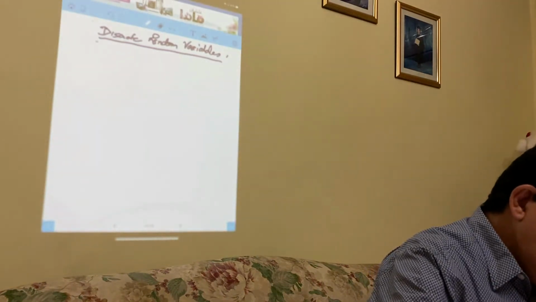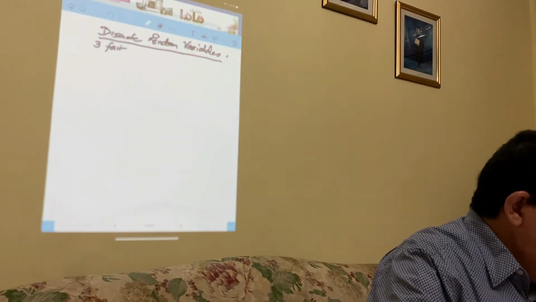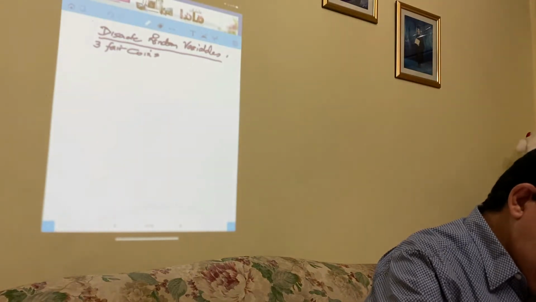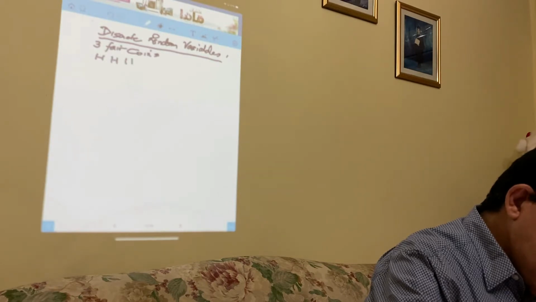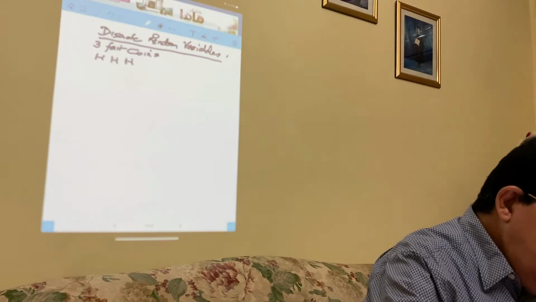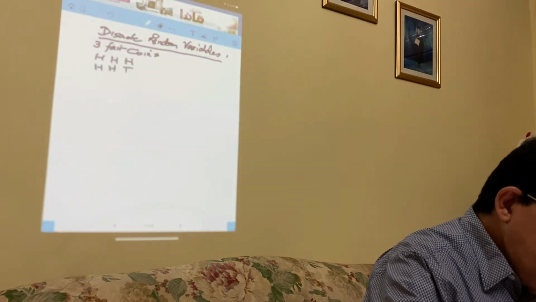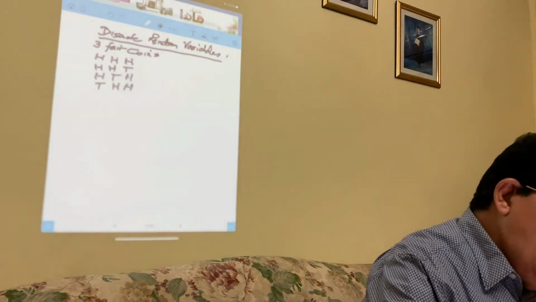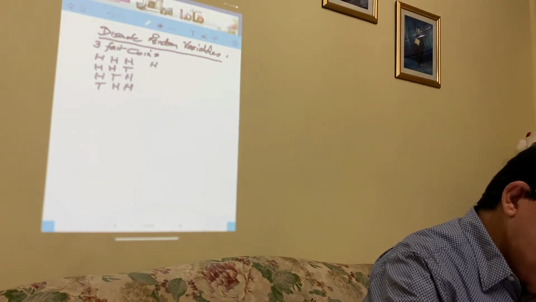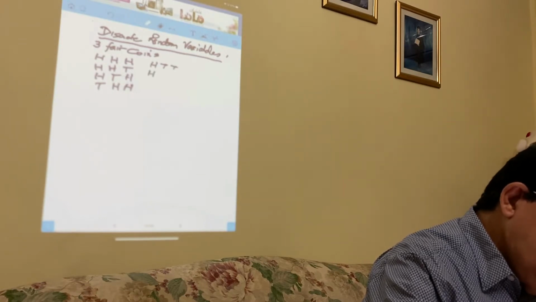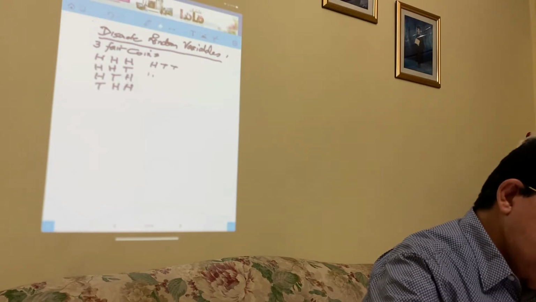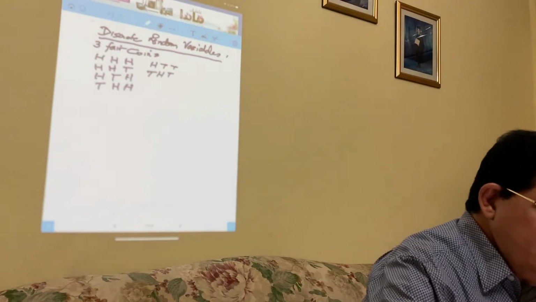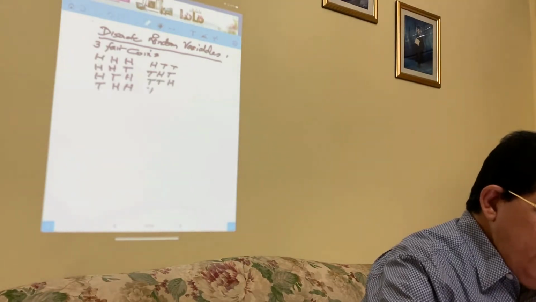Therefore, we have 3 fair coins. Either we are going to get 3 heads, or we are going to get 2 heads and 1 tail, or we are going to get 1 head and 2 tails, or we are going to get 3 tails.